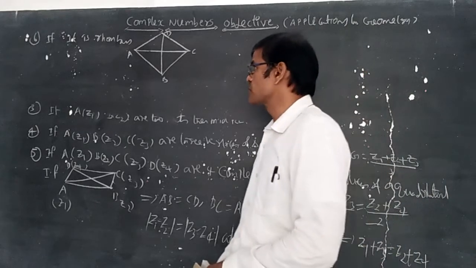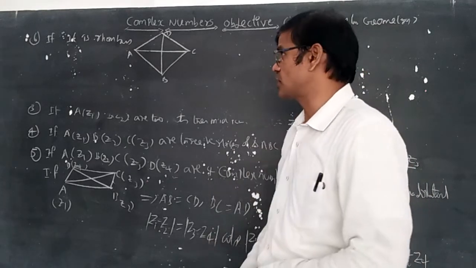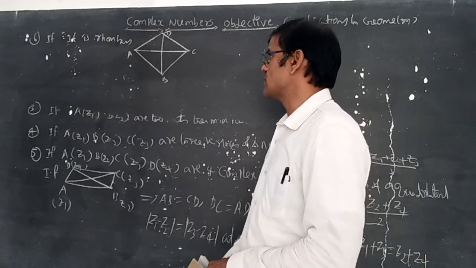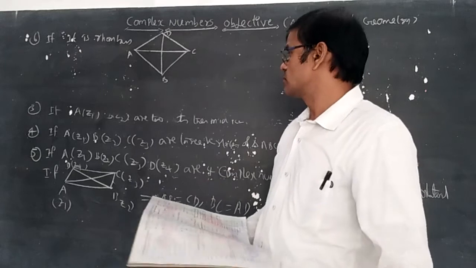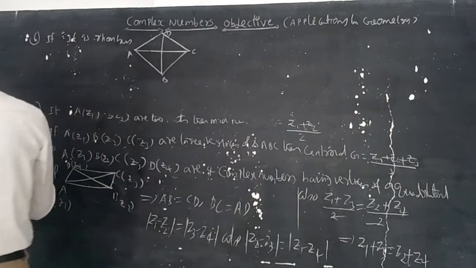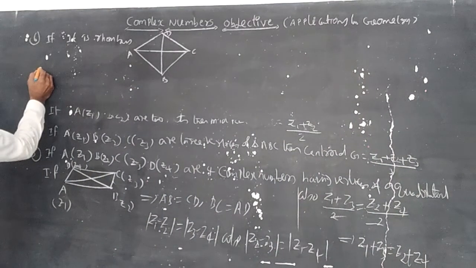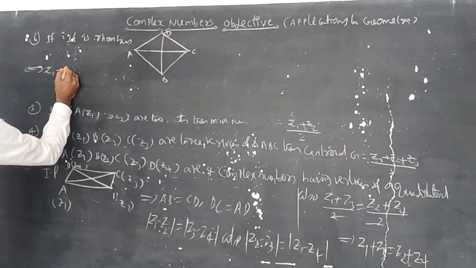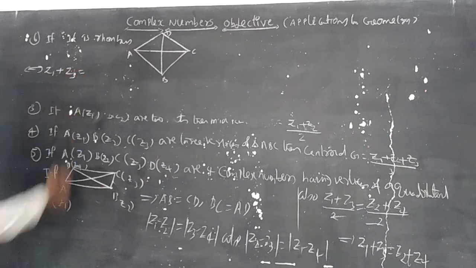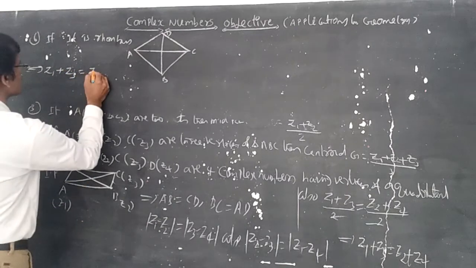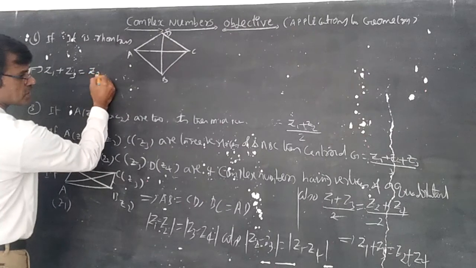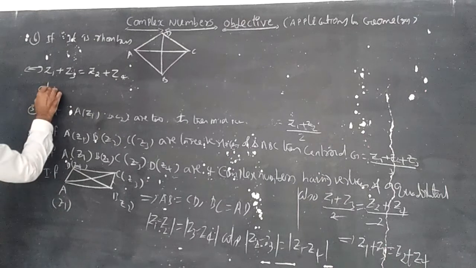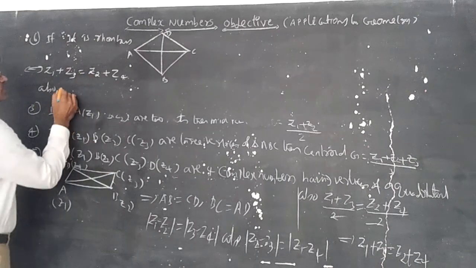Next, diagonals bisect each other, and diagonals are perpendicular. So that implies Z1 plus Z3 is equal to Z2 plus Z4. This is the same concept: diagonals bisect each other. This is the concept of diagonals bisect each other.